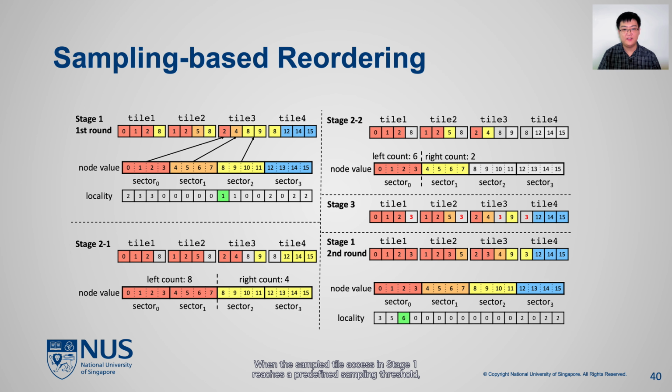When the sampled tile access in stage 1 reaches a predefined sampling threshold, we move to stage 2. In this stage, for each node, we try to search a better index so that if the node uses the new index, the intra-tile locality can be increased compared with that in stage 1. We look for potentially better new indexes by binary search. Specifically, starting from the whole interval, for each step of the binary search, we sample and measure which half has more intra-tile nodes, until the searching range converges into one sector.